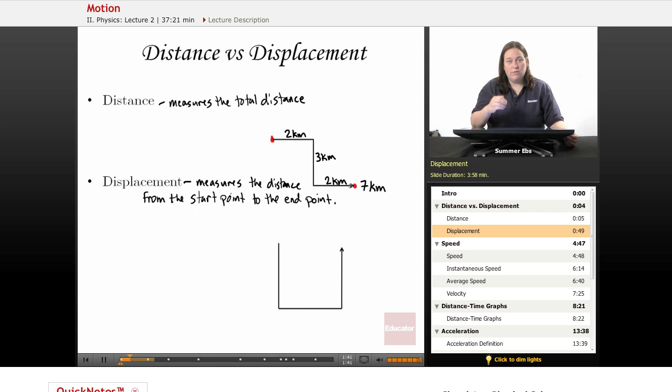So for distance, you cover the whole trip. For displacement, it's simply a straight line, as straight as I can draw right here. It's simply a straight line from the start point to the end point, and that distance is the displacement, how far they had displaced from their original spot. So whatever that distance is, that's your displacement.